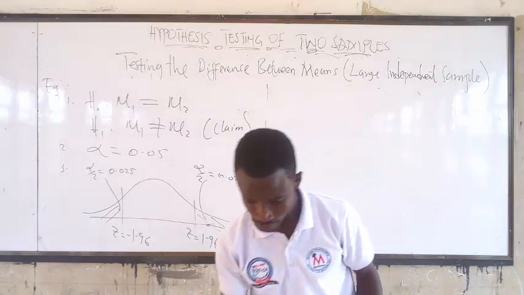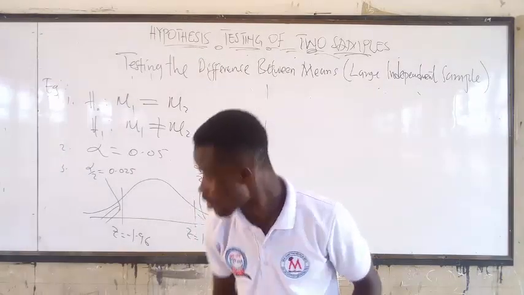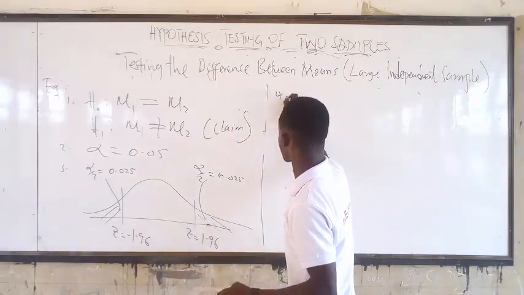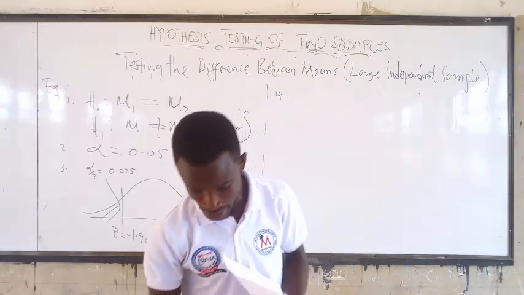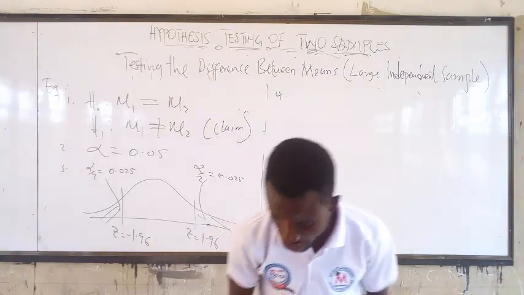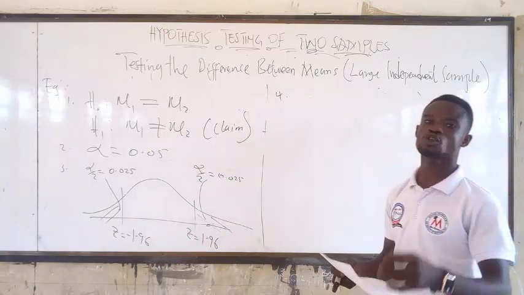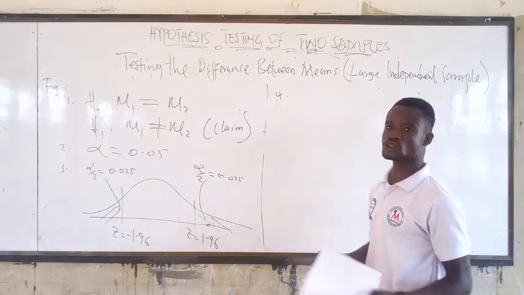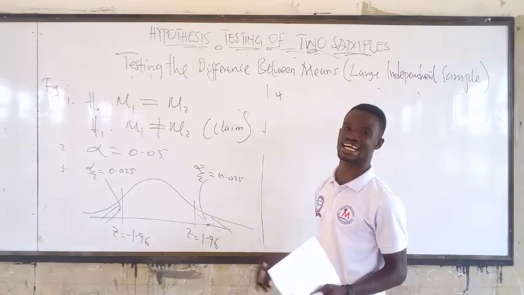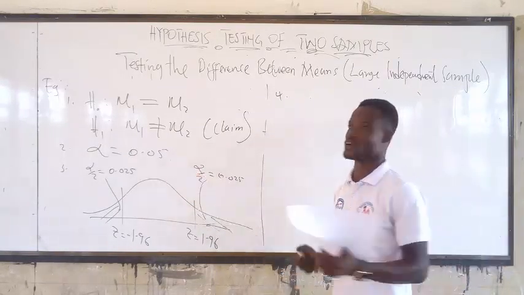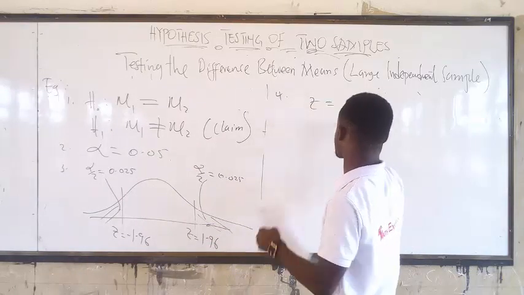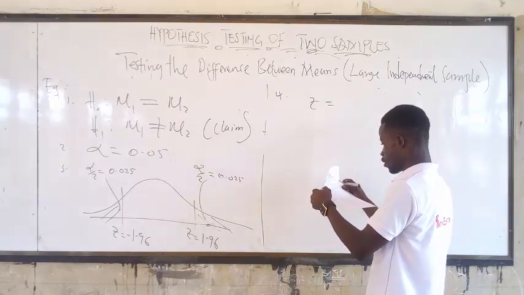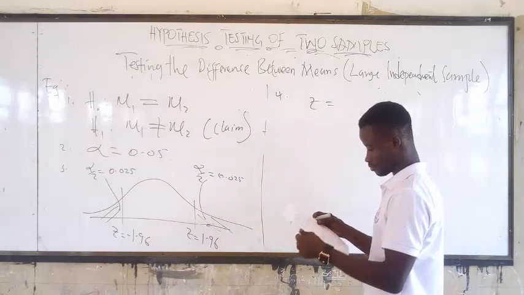Alright, so the fourth stage, all these are something that you know already. The fourth stage is to determine the rejection region. And how do we determine the rejection region? This is a traditional method. And to determine the rejection region, you need the standardized test statistic. So Z is equal to, you write your formula there. Alright.